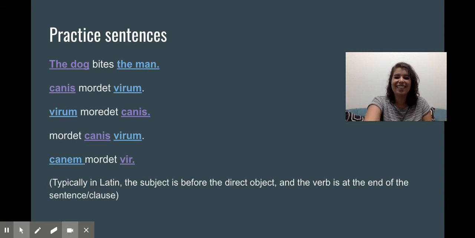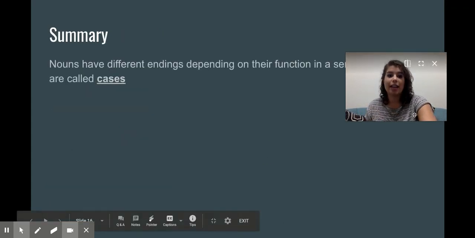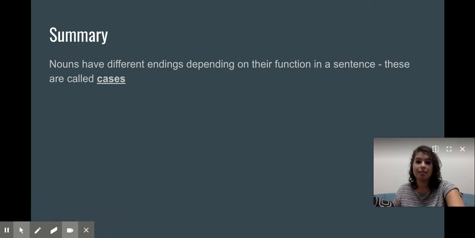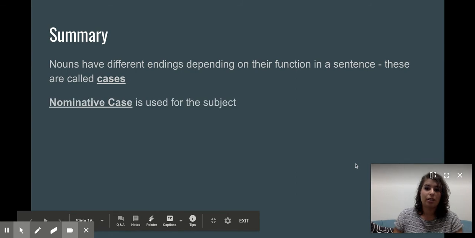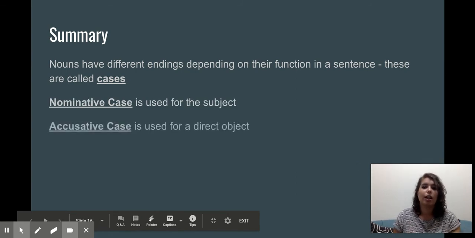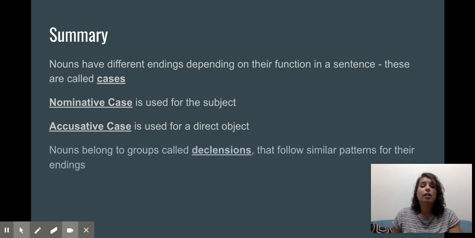So, to summarize things, nouns have different endings depending on their function in a sentence. Those are the cases. So far we've learned nominative and accusative, right? Nominative case used for the subject, accusative case used for a direct object, okay? And then nouns belong to groups that are called declensions that just follow a similar pattern for how their endings change based on their case, okay?